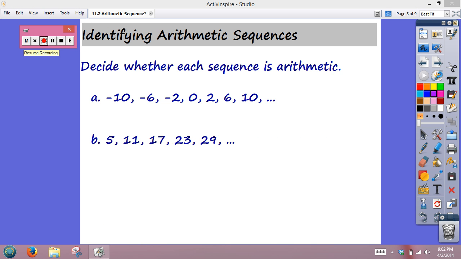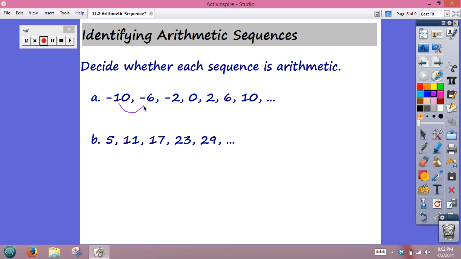We want to make sure that we can identify arithmetic sequences in this lesson. So this problem says, decide whether or not this sequence is arithmetic. So in the first one, notice from negative 10 to negative 6, we're adding 4, adding 4, adding 2, adding 2, adding 4, adding 4. Our common difference here is not the same between every term, so this is not arithmetic.